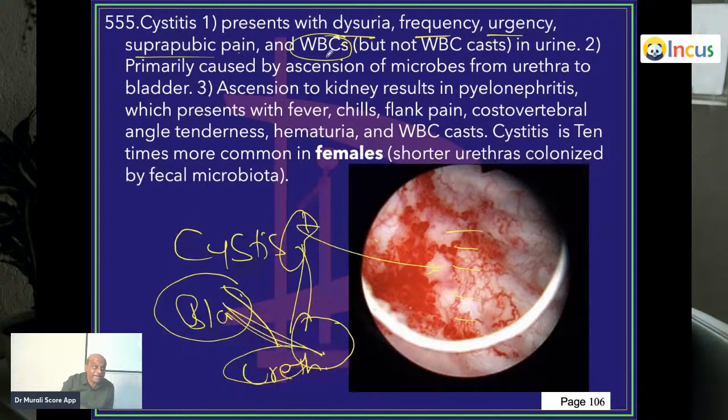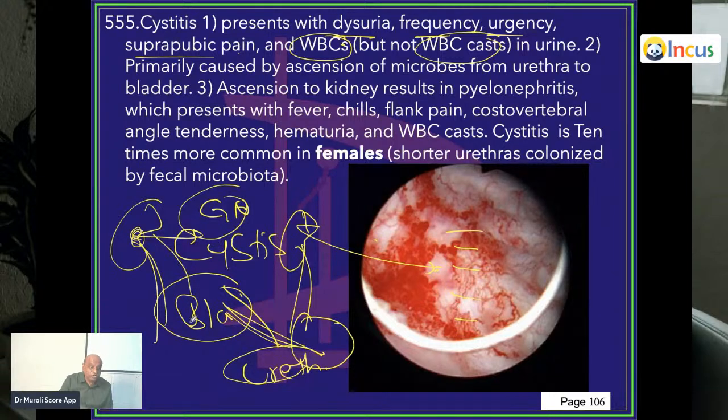WBCs, not WBC cast. If WBC cast is found, that means it is arising from kidney. That means the guy is having glomerulonephritis. But this is only purely WBC, not cast. Casts are there means it is pyelonephritis, renal infection. Not glomerulonephritis, pyelonephritis. But only WBC is cystitis.